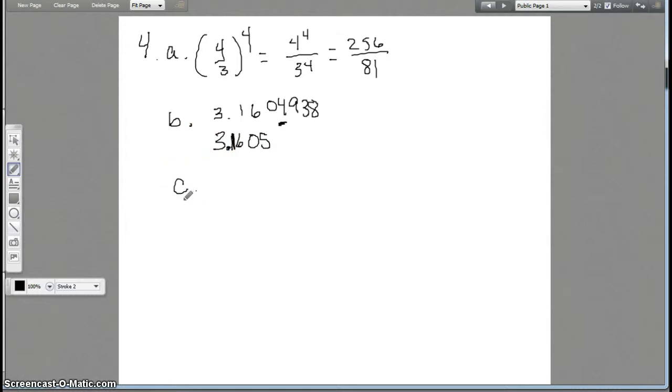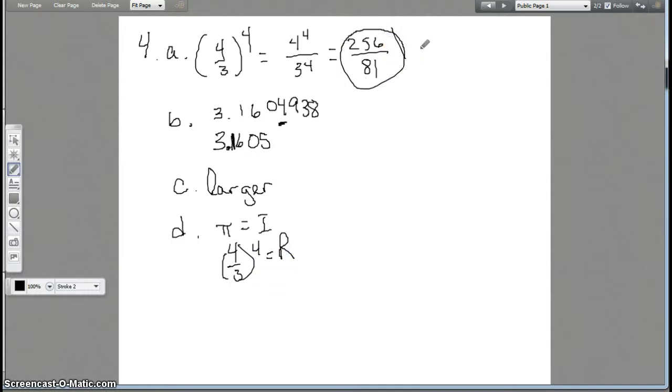Okay, so let's look now at part C. Part C says, is this value smaller or larger than pi? Well, since we know that pi can be rounded to 3.14, that means 3.1605 is larger than pi. And then part D asks, how is it possible to know that pi is not equal to 4/3 to the 4th without actually doing any dividing? Well, we know that pi is an irrational number. We know that 4/3 to the 4th is a rational number because we can write it as the quotient of two integers.